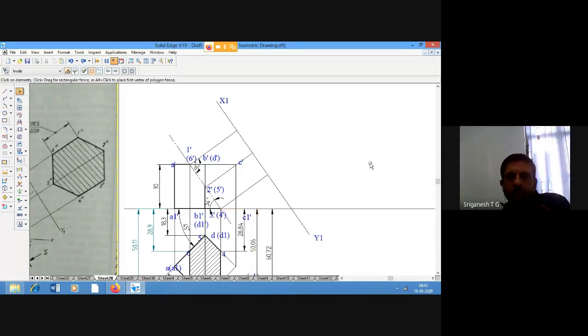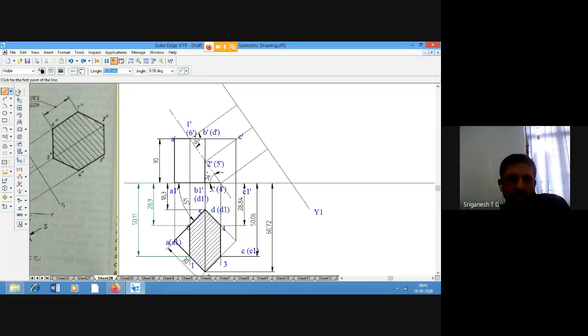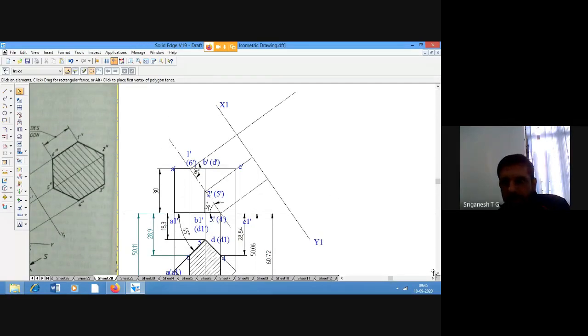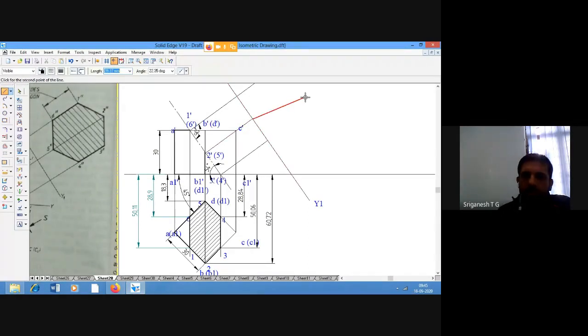Okay, sir. Now coming back to this, what is point number 1? How much is the distance? Point number 1 distance is 50.11. Okay, and it should be parallel to the projection only. Then point number 2 is at a distance of 60.72, parallel to it only. Then point number 3. How much is point number 3?